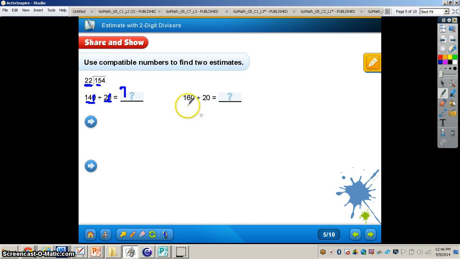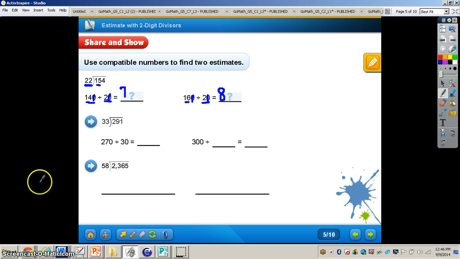Now, if we're still using 20 and we change that 15 to the compatible number of 16, we have 160 divided by 20. You cross out a 0 in the dividend and a 0 in the divisor, and then you take 16 divided by 2. Don't need to worry about the zeros anymore, giving you a grand total of 8. Let's take a look at the next one. We have 291 divided by 33. You want to round that 33 to the nearest 10, giving you 30. You look at the 29, think about the closest number to 29 that's compatible with 3, and that's 27.